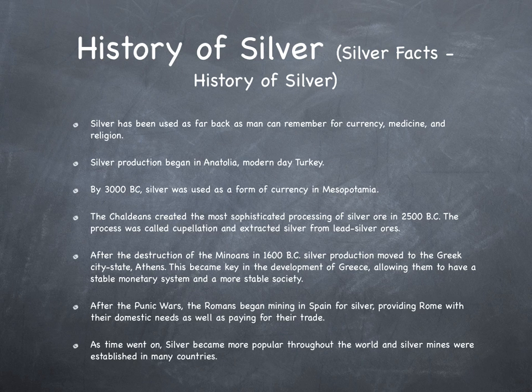After the destruction of the Minoans in 1600 BC, silver production moved to the Greek city-state Athens. This became key in the development of Greece, allowing them to have a stable monetary system and a more stable society. After the Punic Wars, the Romans began mining in Spain for silver, providing Rome with their domestic needs as well as paying for their trade. As time went on, silver became more popular throughout the world and silver mines were established in many countries.